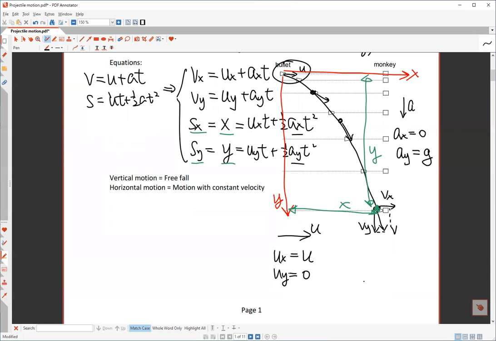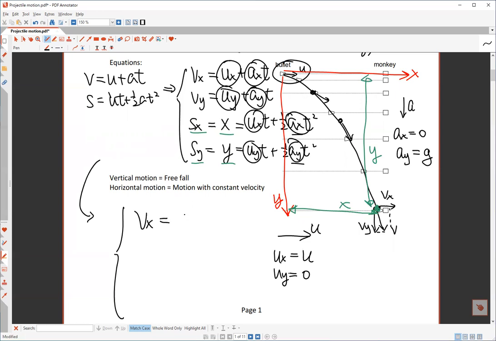Right. So then we just simplify the equation. Substitute all we know. We know that ux equals u. We know that uy is zero. We know that ax equals zero, and we know that ay equals g, and so on. Then we substitute everything we know into the equation, and the equation can be simplified like this.